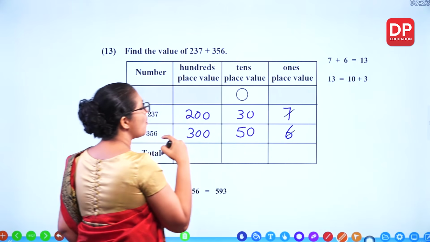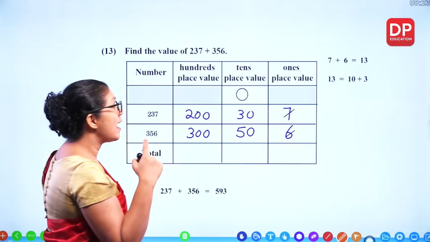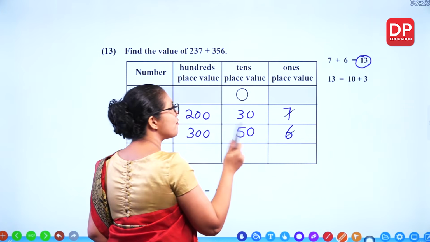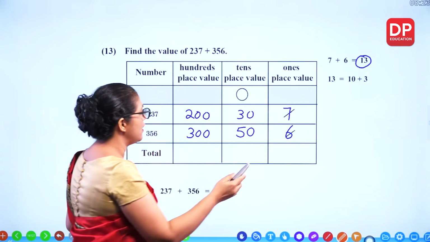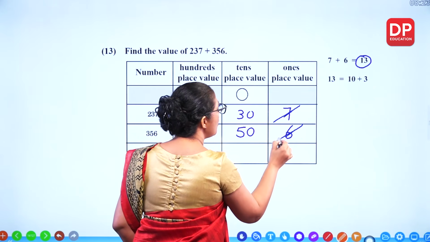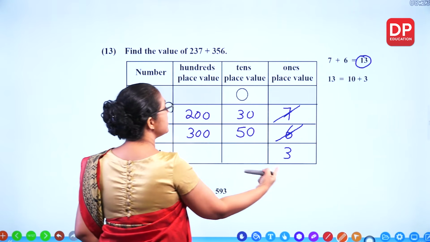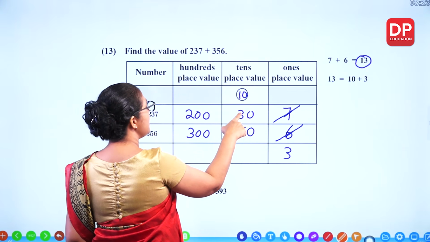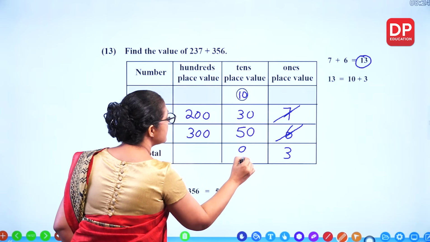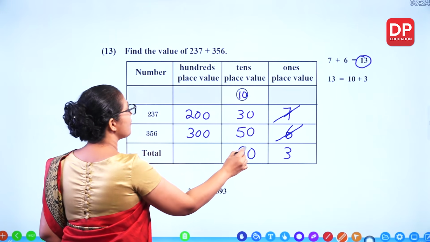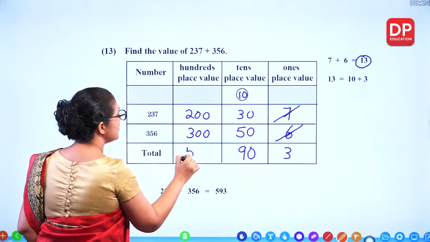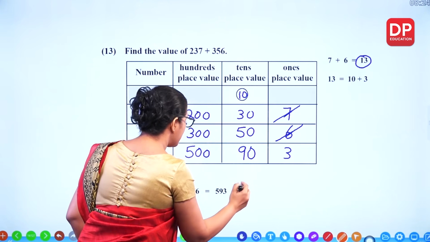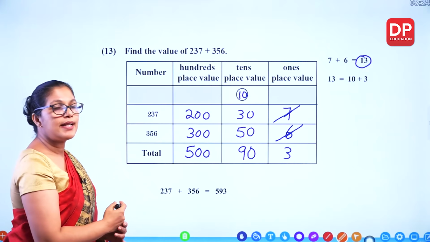356. Now what happens? 7 plus 6, you get 13. 13 is a two-digit number. You can't write. You have to split. 10 and 3. So you cross out these two and you write 3 here and take 10 to this side. 50 plus 30, 80. 80 plus 10, 90. Then hundreds, when you add, you get 500. So what's the answer? 593. So that's the final answer.